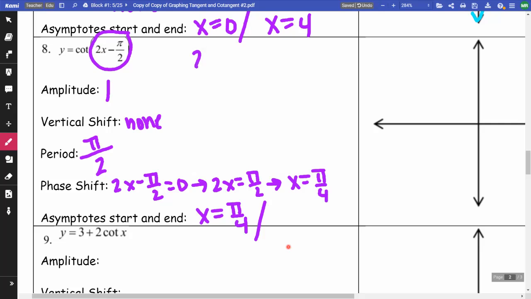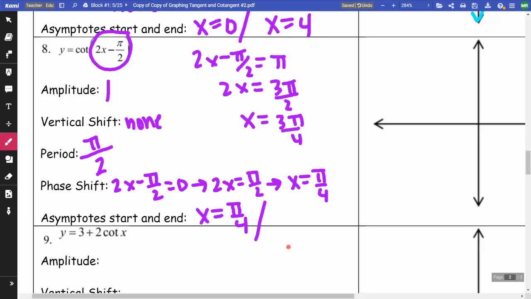Now I can either take this and set it equal to where it should end at pi and add pi halves to both sides. So 2 pi halves plus pi halves is 3 pi halves. Divide by 2, so that's going to be 3 pi fourths. Or take your period and add your period onto pi fourths. So pi halves is really 2 pi fourths plus pi fourths is 3 pi fourths. So I got it either way.